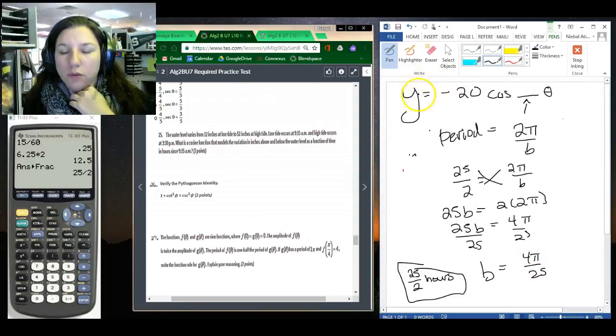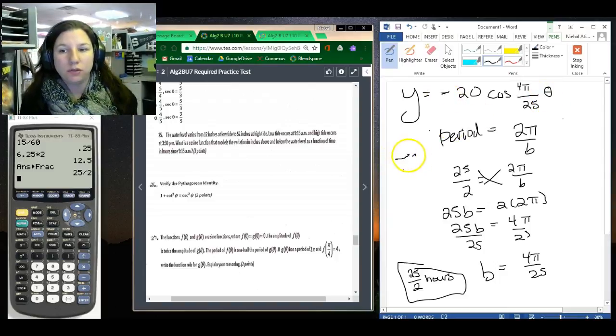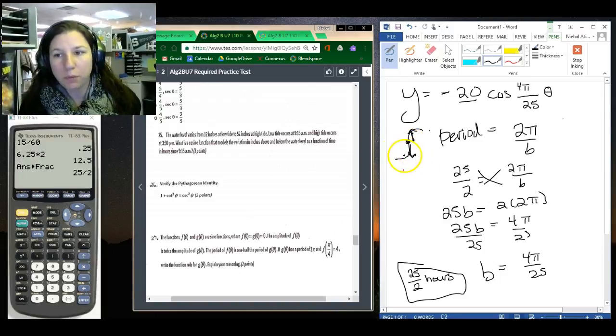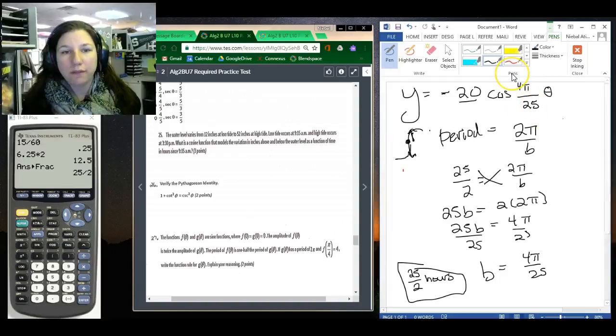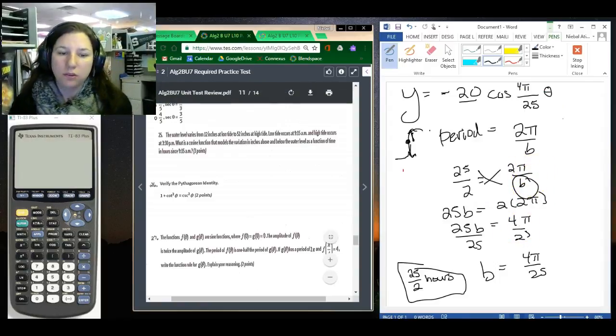So our final equation is y equals negative 20 cosine 4 pi over 25 theta. All right, reviewing again, we made it negative, so it'll start out from low to high. 20 was our distance from the center to the peak and to the low point. And then 4 pi over 25, you use the times they give you to calculate the period, set that equal to 2 pi over b, solve for b. And that's how you do number 25.